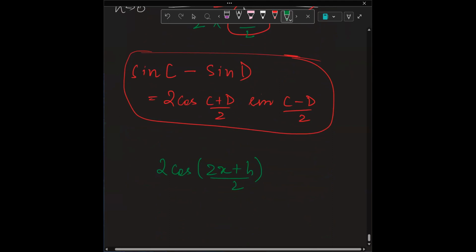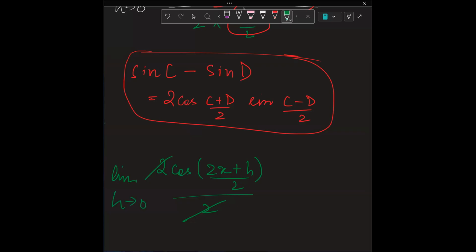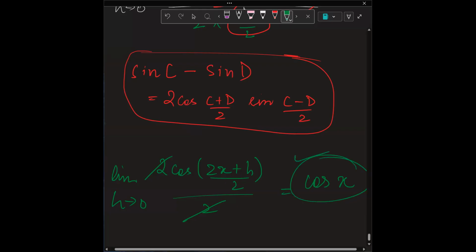And we have 2 in the denominator as well. So this 2 and this 2 will get cancelled out, and we have h tending to 0. So just directly substitute the value. When you put the value, you will get cos x. So the differentiation of sin x is cos x.